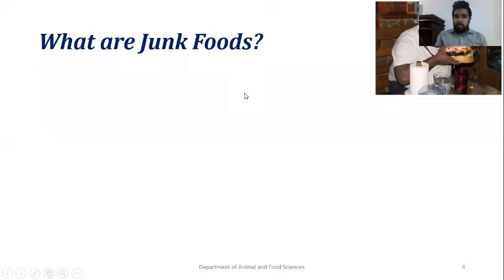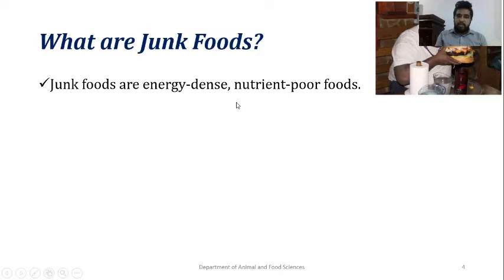Okay, there's a term called fast foods. As you mentioned, we can use fast foods to denote foods that are easily preparable and ready to eat type things. Most fast foods can also be categorized under this category, junk foods. So junk foods are energy dense and nutrient poor foods.